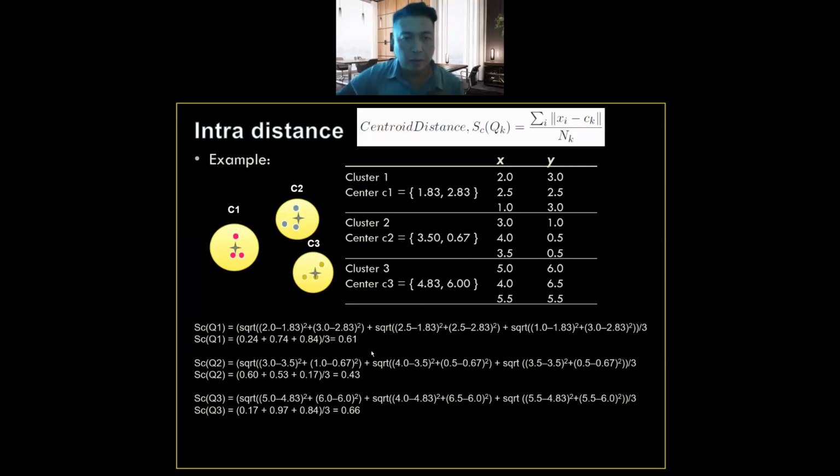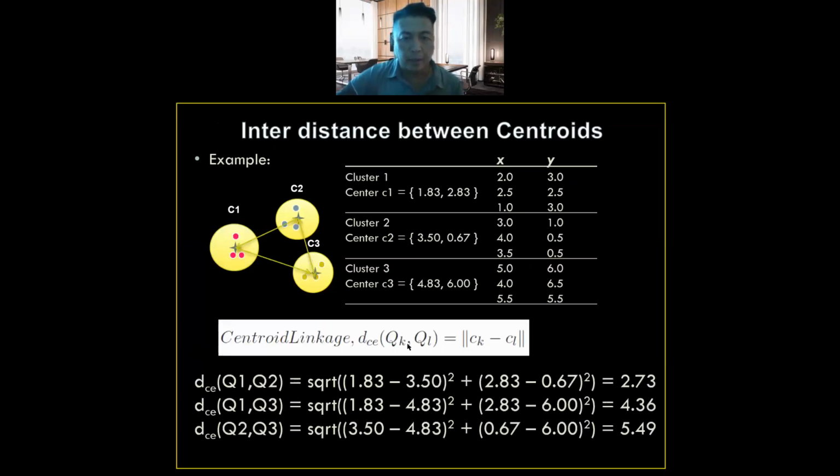Okay. For this example, we are looking at the distance between each of the centroids. So we look at the distance between C1, C2, C1, C3, and C2, C3. Okay. So basically, we are looking at the differences between these two, and then this, and then this. Okay. So that's how we find the distance between the centroids.